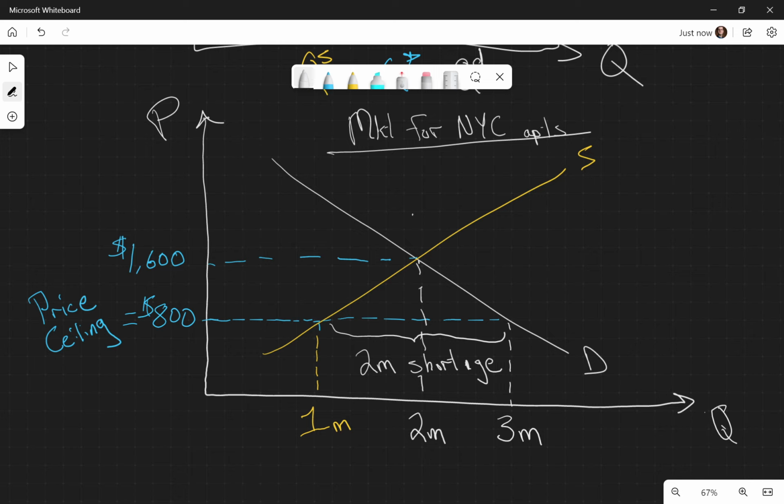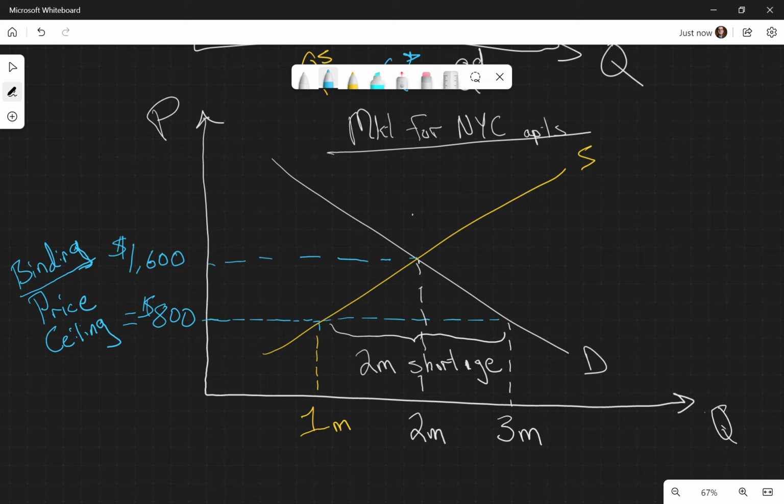So these policies of rent control and of price ceilings that are what we call binding, this is a binding price ceiling. And by binding, I mean it's actually working. It's doing something. We'll talk about one that's non-binding in a second here, but it's important for us to remember that this is a binding price ceiling.